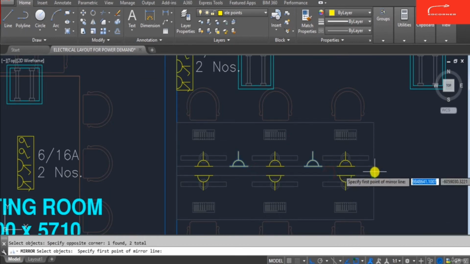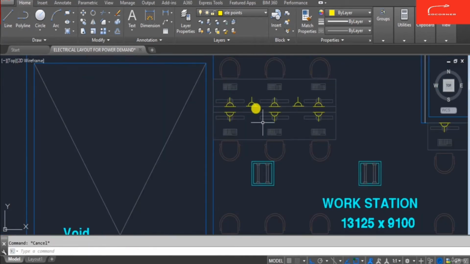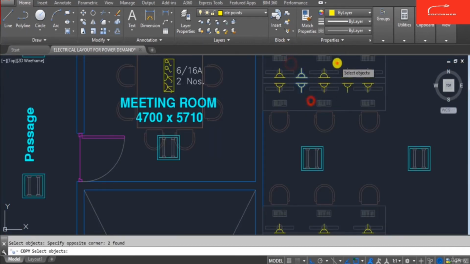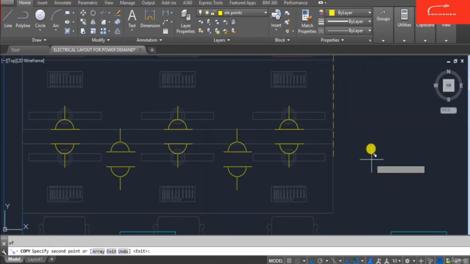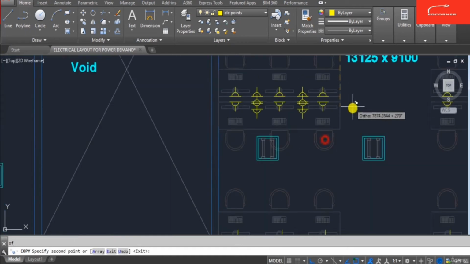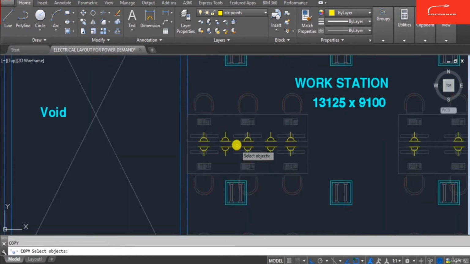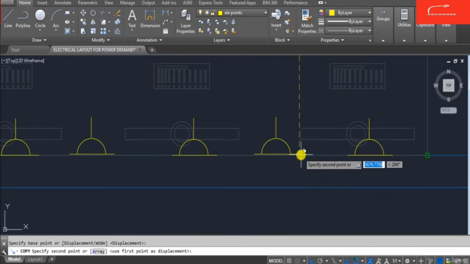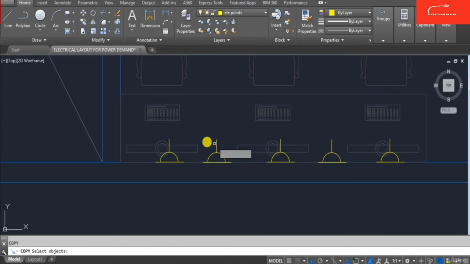This is the additional power point required for the desk. So what we need to do is prepare the electrical layout by providing the 6 ampere socket like this in each and every desk. So this is the standard power required, a single socket required for multiple tasks like charging the laptop, mobile or other purposes.